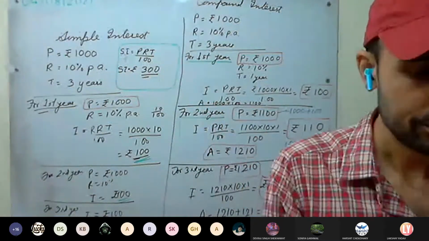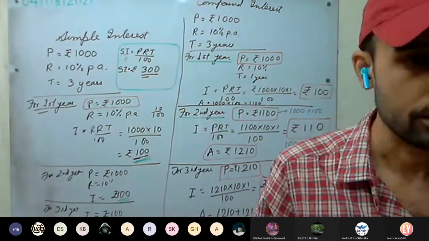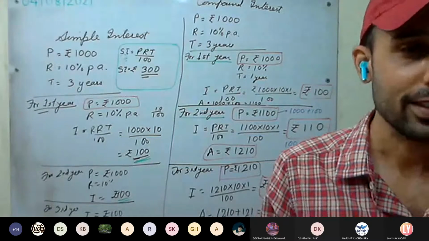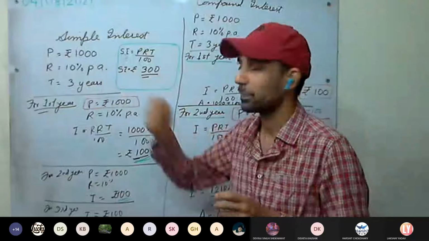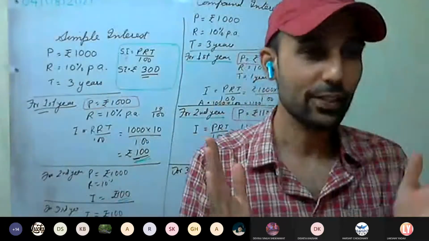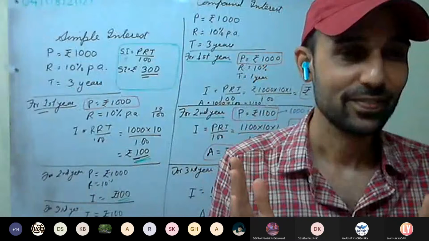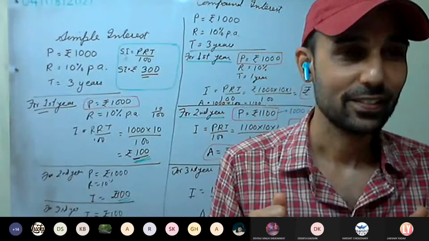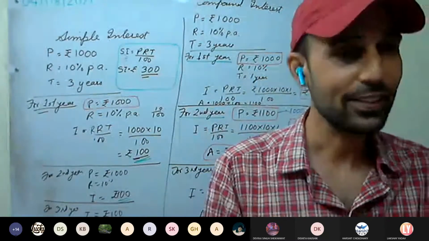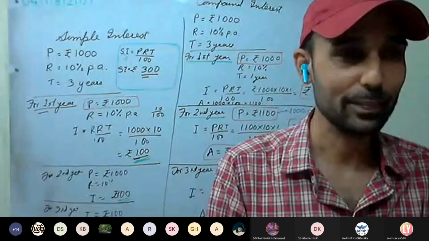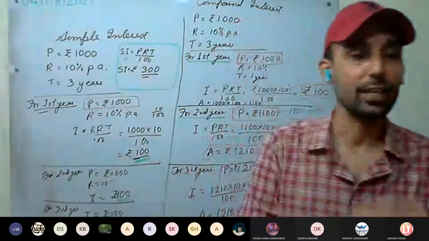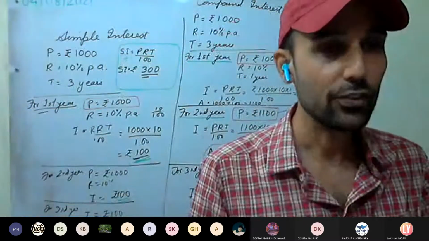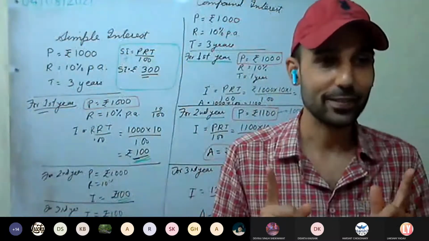If the time is 1 year and the rate is per annum, then simple interest and compound interest have no difference. Both will be the same. If the rate is calculated per annum, that is yearly wise, then there is no difference. But half yearly, there will be a difference.